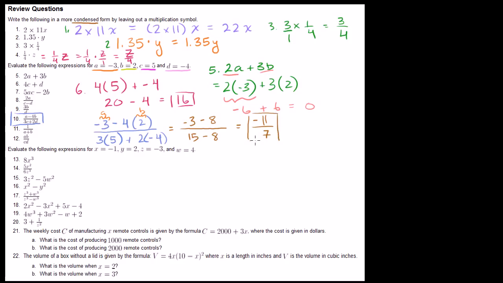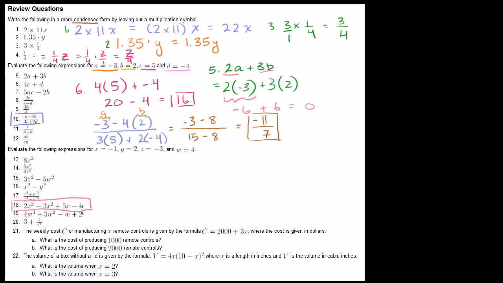Right there. Let's do a couple of these over here. Okay, we see some exponents. I'll pick one of the harder ones. Let's do this one over here. Problem 18. 2x squared minus 3x squared plus 5x minus 4.